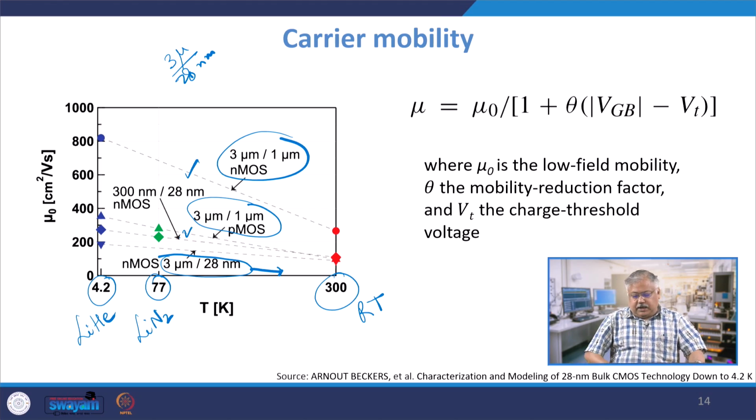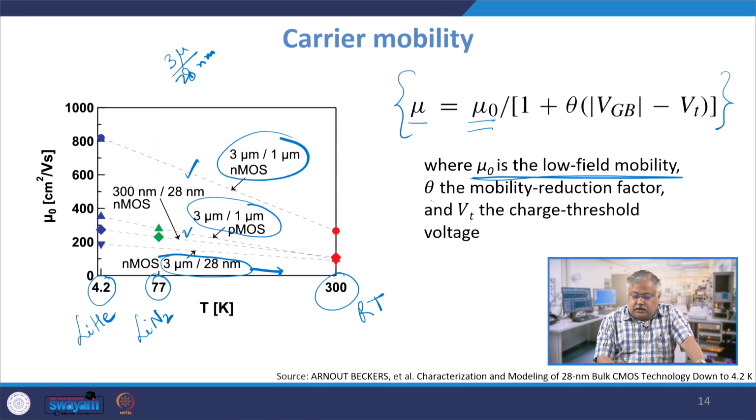So, what they did was that they used this and used a fitting parameter to find the generic solution of mobility with respect to temperature, and they found out mu to be equal to mu naught, the low field mobility, divided by 1 plus theta times (gate bias minus threshold voltage of the device), where mu naught is defined as the low field mobility, theta is defined as the mobility reduction factor, and Vt is the threshold voltage which you get.